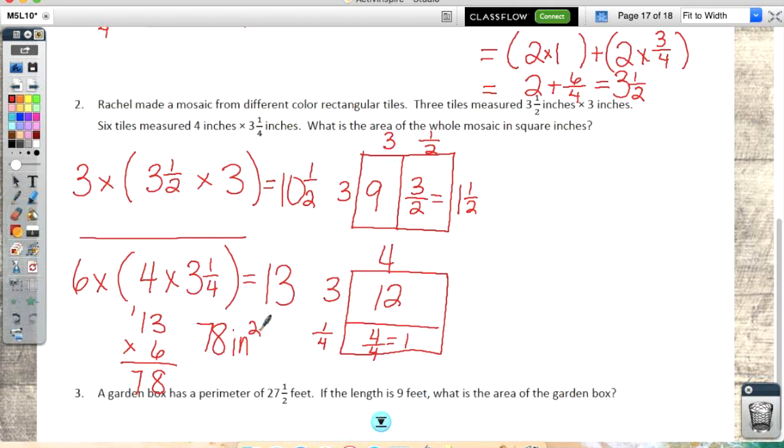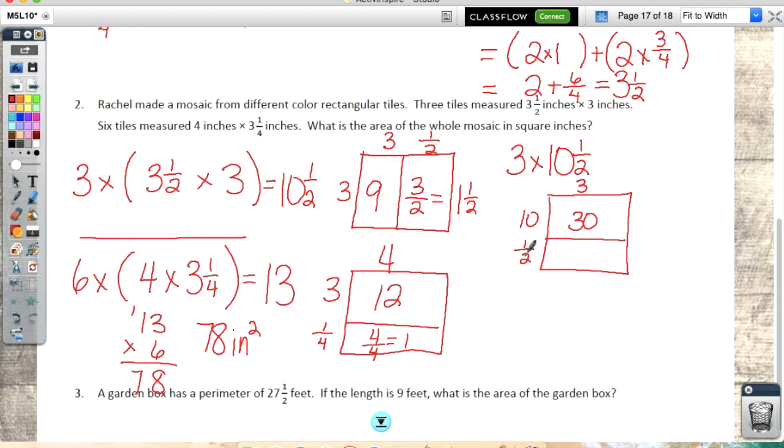And 3 times 10 and a half. We got to do that. This won't be hard. Area model? What do you think? So 10 and a half. 10 times 3? 30. A half times 3? 3 halves, which equals 1 and a half. So the answer here, 31 and a half square inches.